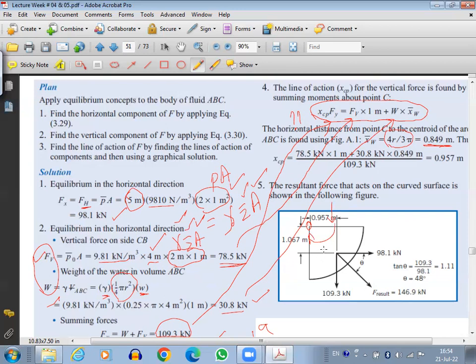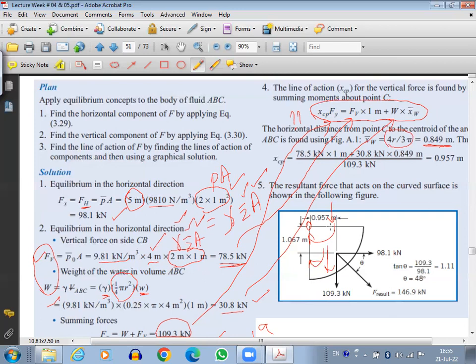For the case of the weight, it was acting somewhere here. And we already calculated how much is the x distance from the origin. So it will be 0.849. So weight multiplied by 0.849. Okay, weight was acting somewhere here.